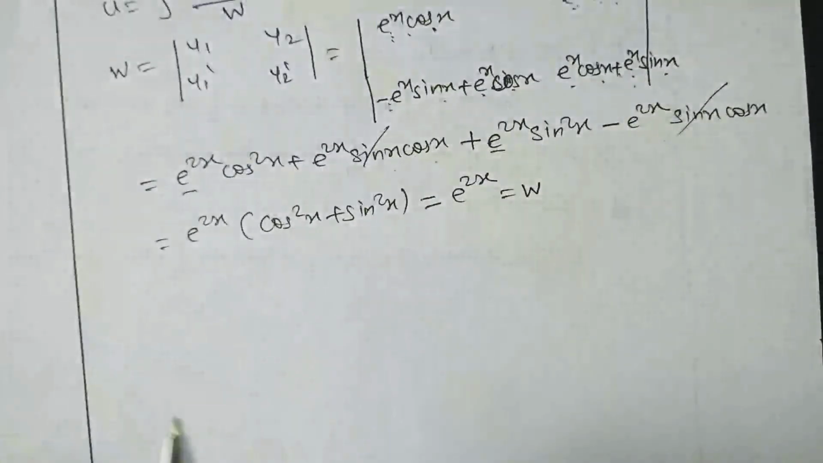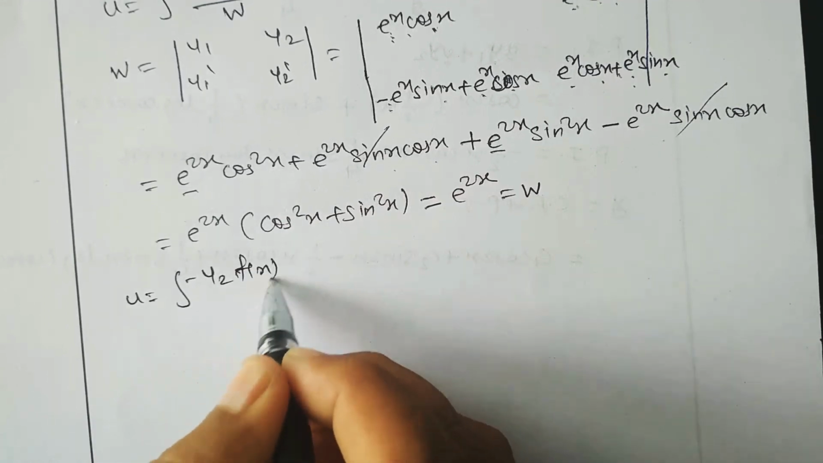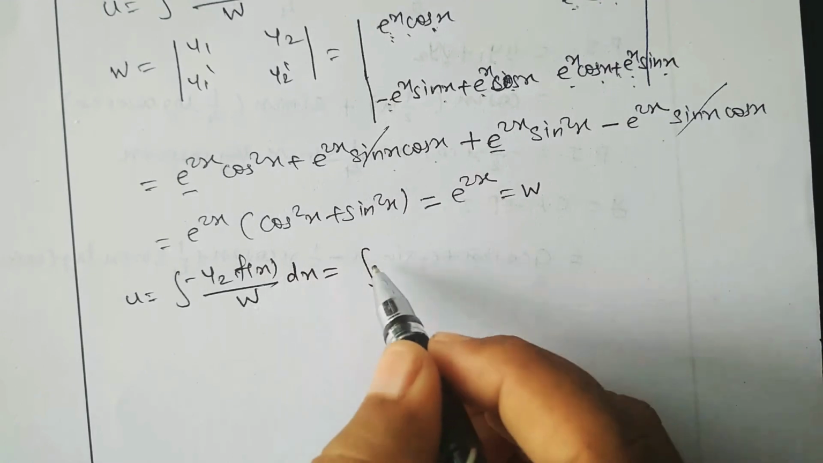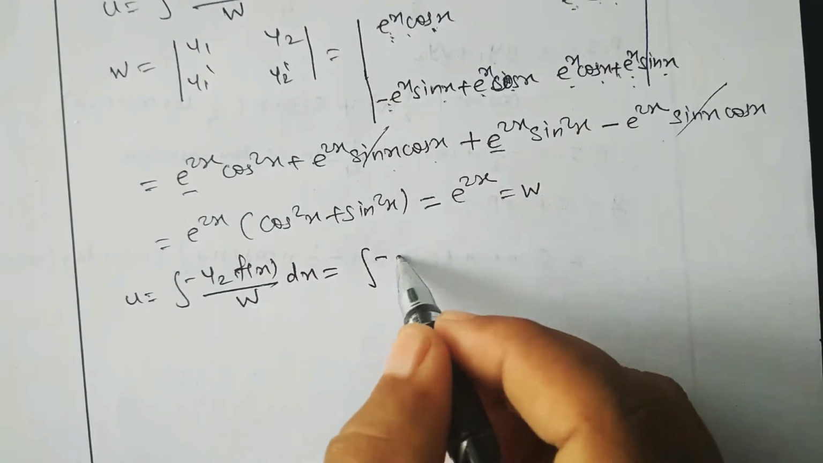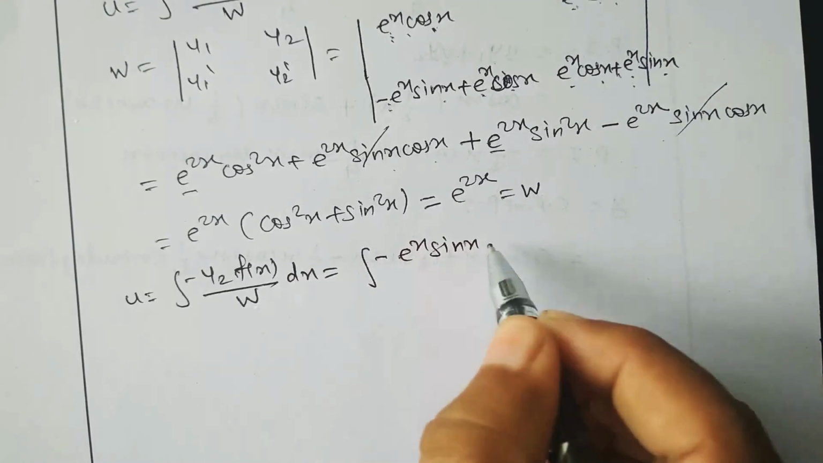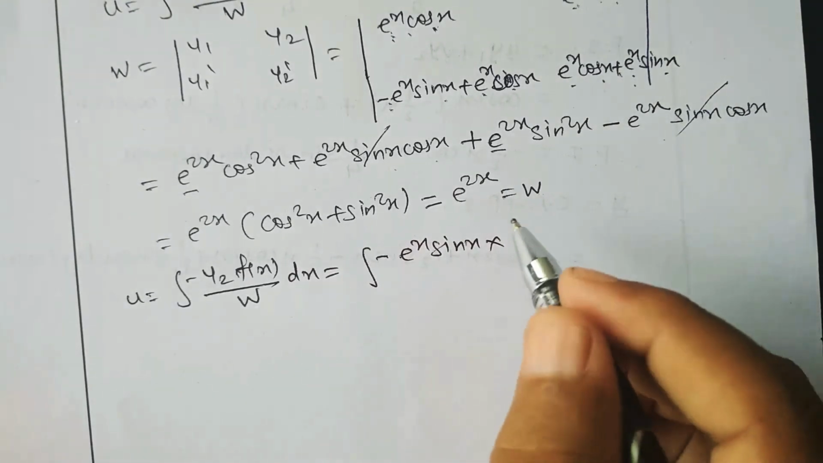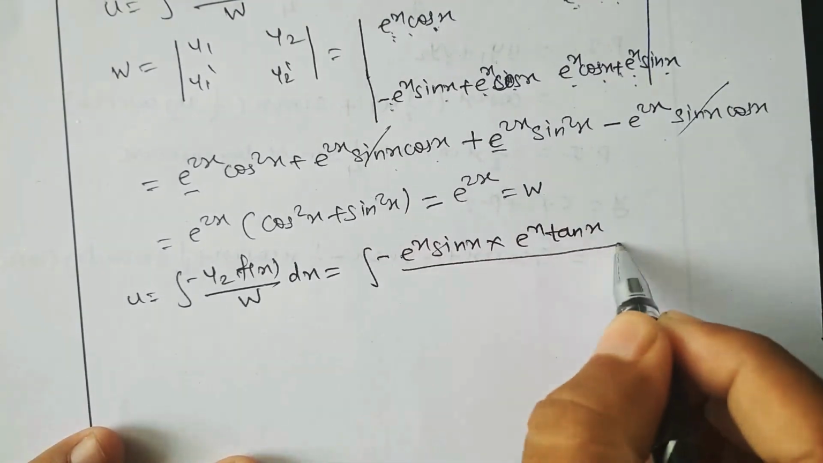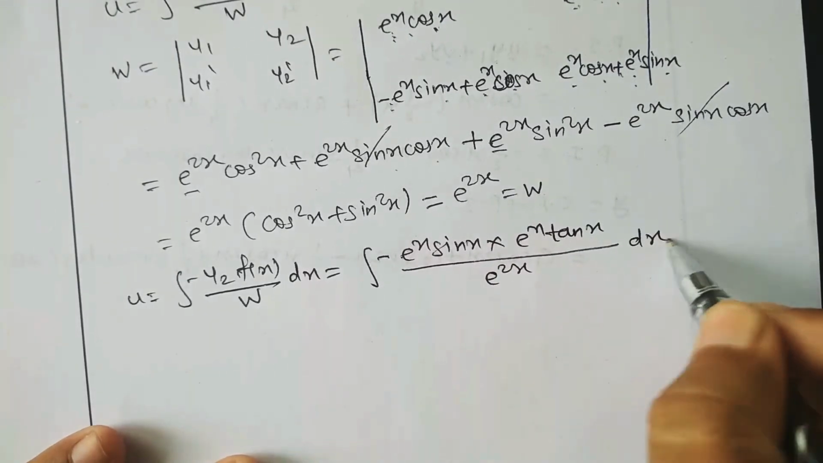Therefore the value of u is given by integration of minus y2 f of x upon w dx. This is equal to integration of minus of y2, the value of y2 is e raised to x sin x, into f of x. F of x is the right hand side of our given differential equation, e raised to x tan x, upon w, the value of w is e raised to 2x, into dx.